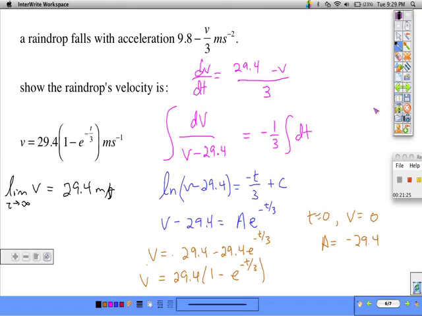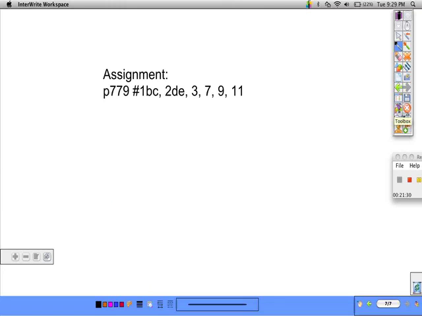So I've given you several different examples of how we can use separable differential equations, and hopefully these examples will help you work through these problems in your assignment.